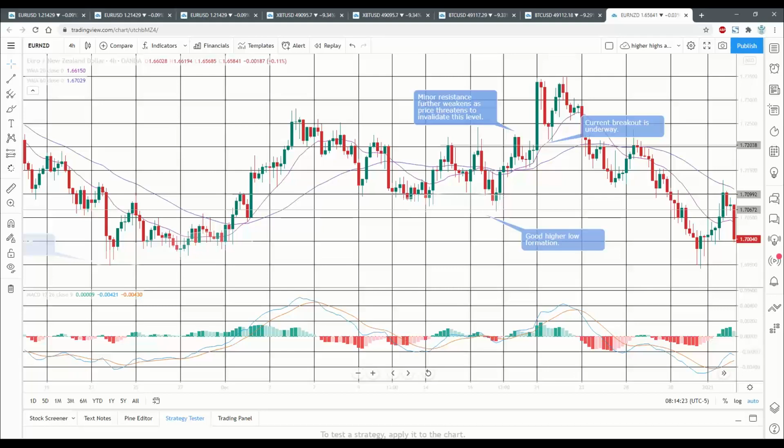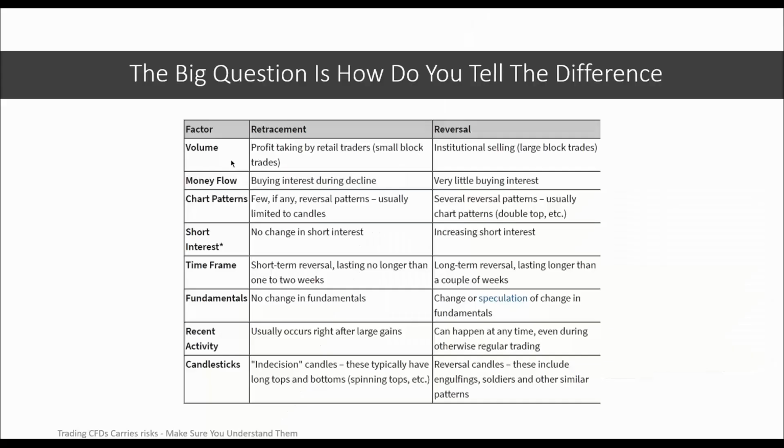Well, hold on. Let me pull my. Now, there are some general ways that we could look at some rules on what's the difference between a retracement and reversal. But to be honest with you, these are not things you really easily notice in everyday trade, except candles and volume could help you.